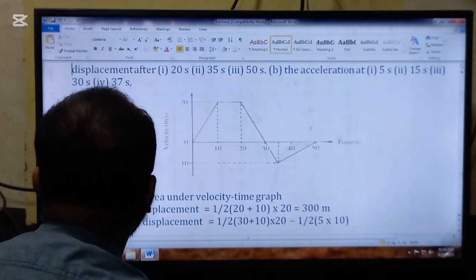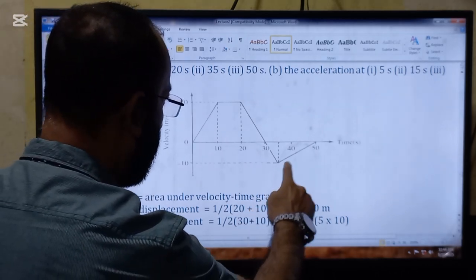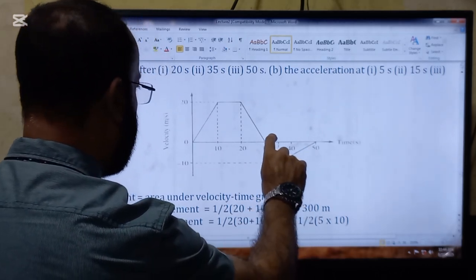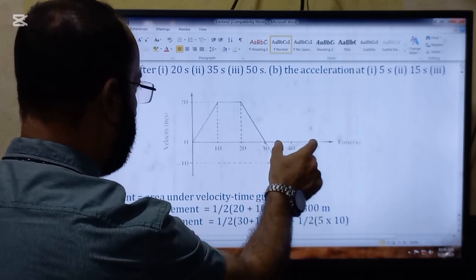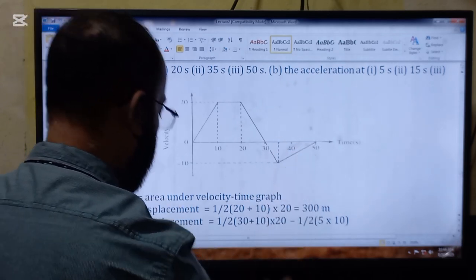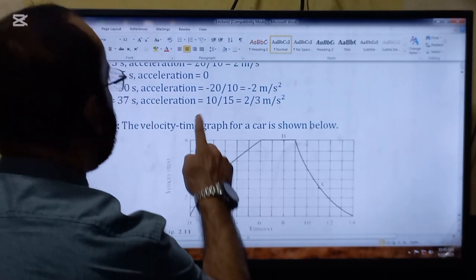And in the final part, at 37 seconds, 37 seconds will be at this line. So rise 10 over fall, this is the fall 15. So 10 over 15 will give us the final answer. So 10 over 15.